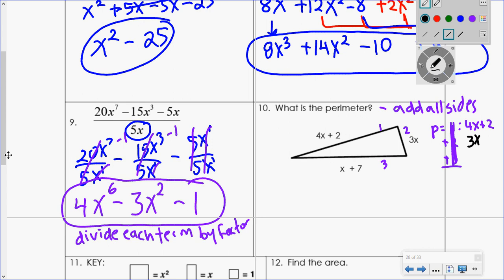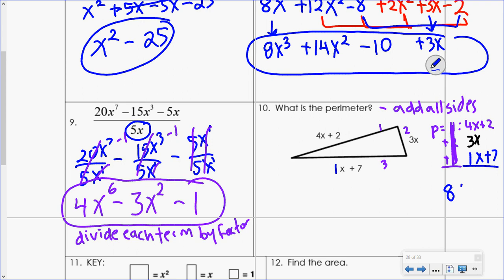I'm going to line up those like terms. Side number 3 is 1x plus 7. So I'm going to combine these like terms. I get 8x plus 9. And that's my final answer. That's the perimeter. I add all sides. Okay?